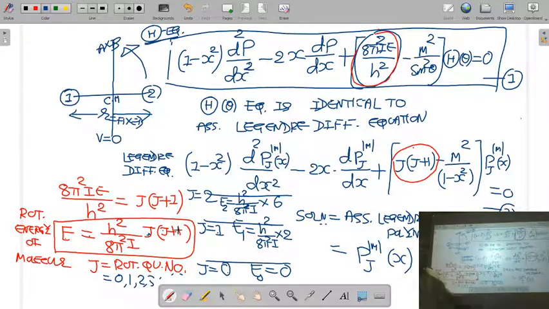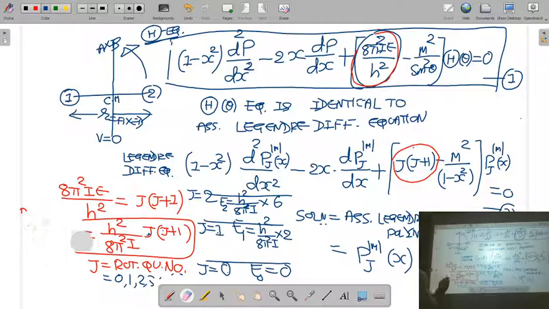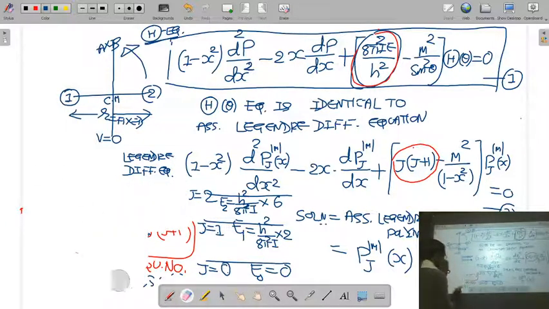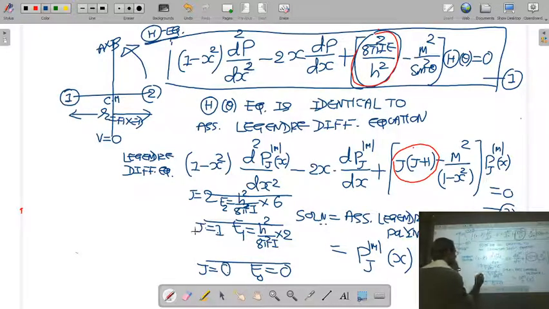So in this way, you can calculate the rotational energy of the molecule in different rotational levels using the formula of rotational energy. In the lowest rotational level, the rotational energy is 0. Level 1, it is h square upon 8 pi square I into 2. Level 2, it is h square upon 8 pi square I into 6. You can also calculate the energy difference between consecutive rotational levels of the molecule.